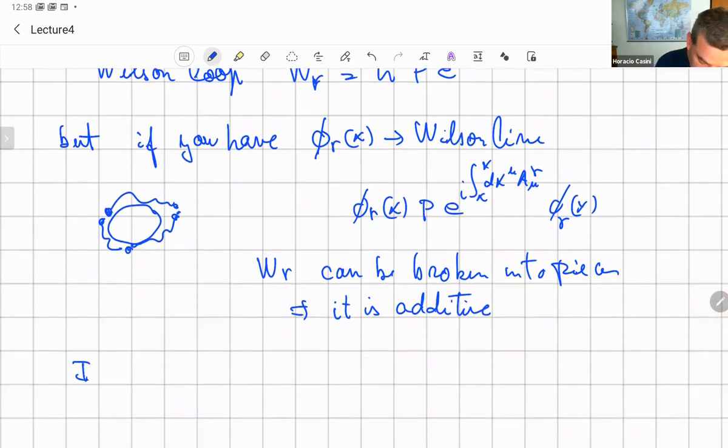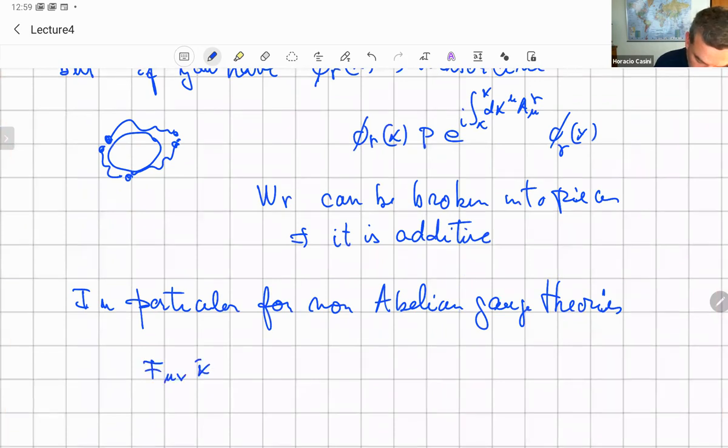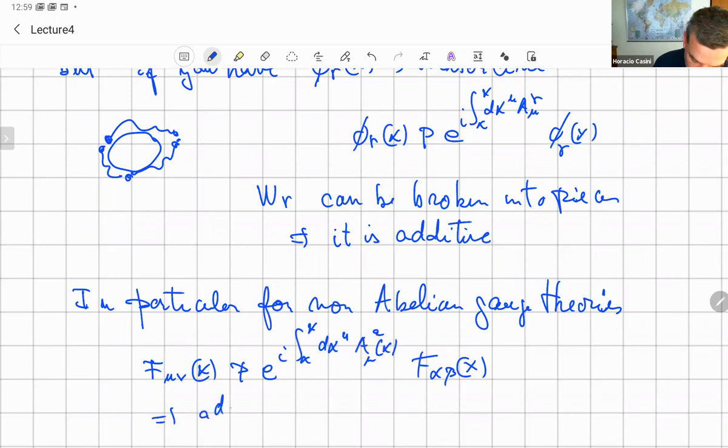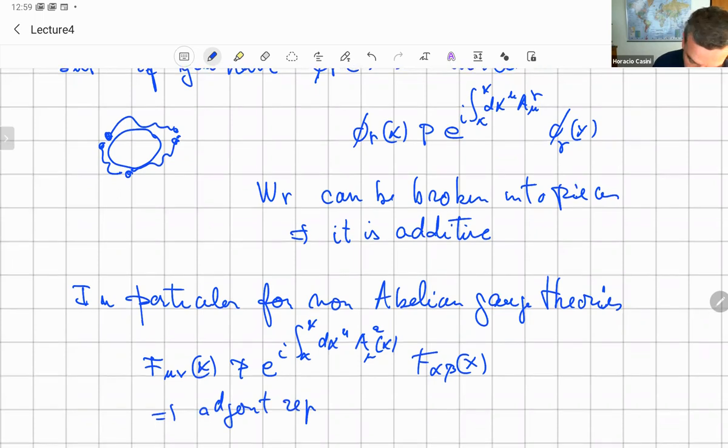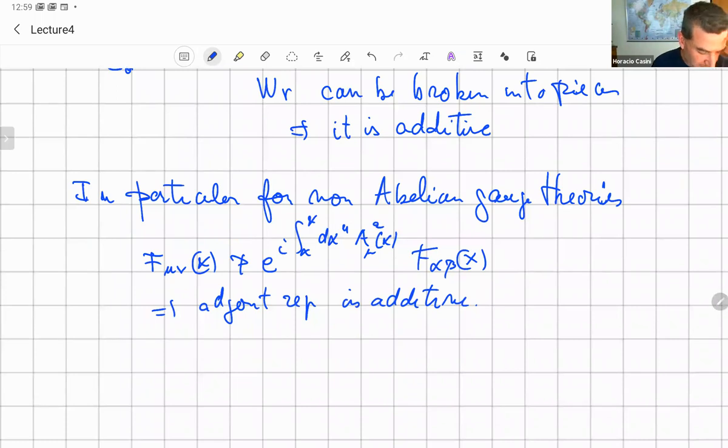In particular, for non-abelian gauge theories, you can always form this Wilson line with the F mu nu, which is in the adjoint representation. And then this takes away almost all the Wilson loops that you can think of. They are not non-local.